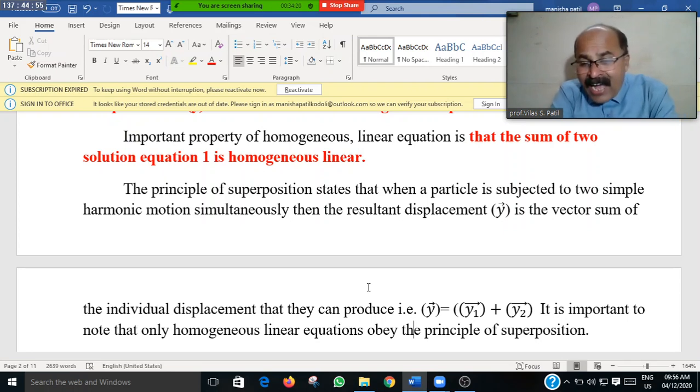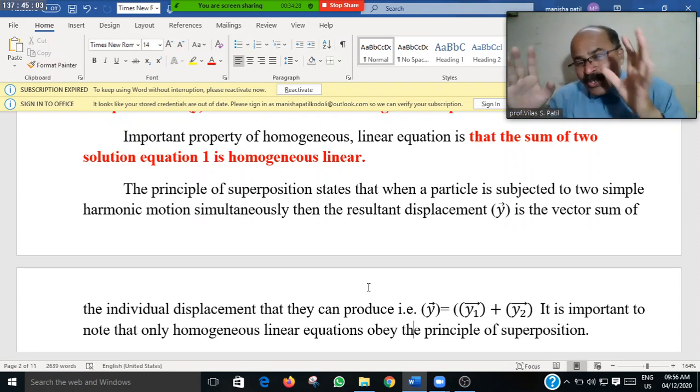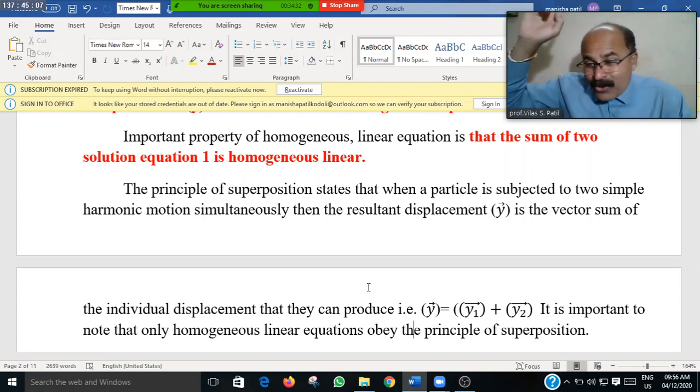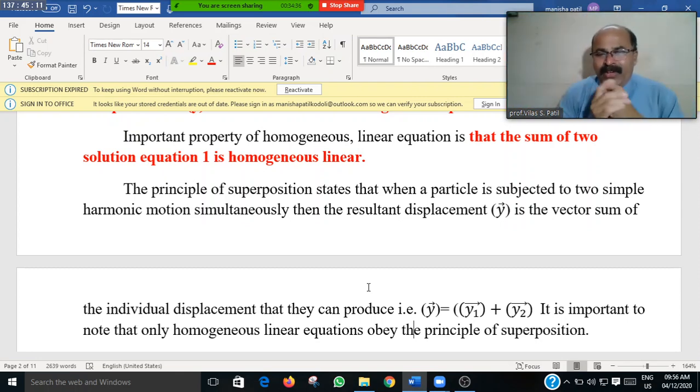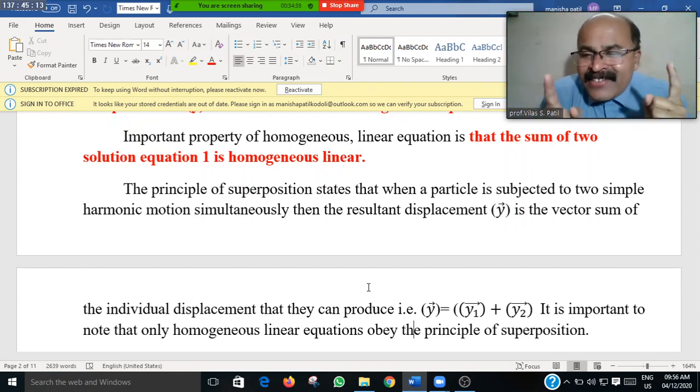A linear equation is one where the sum of solutions is also a solution. That is, if y1 and y2 are solutions of the equation, then y is equal to y1 plus y2 is also a solution of that respective equation. This is one of the important characteristics.